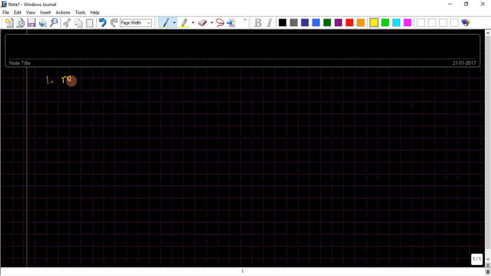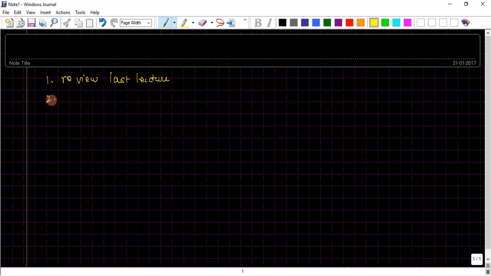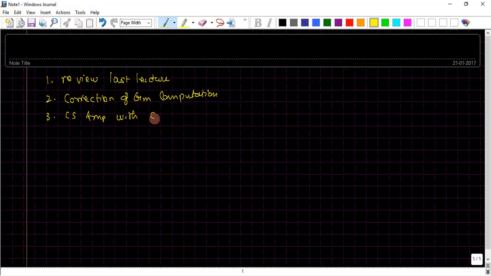One, we are going to review what we have done in the last lecture, and the second one is about the correction in the computation of capital GM or the equivalent transconductance. And regarding the third one, we are going to talk about the CS amplifier with current source load. The fourth one is the common source amplifier with source degeneration resistor RS.